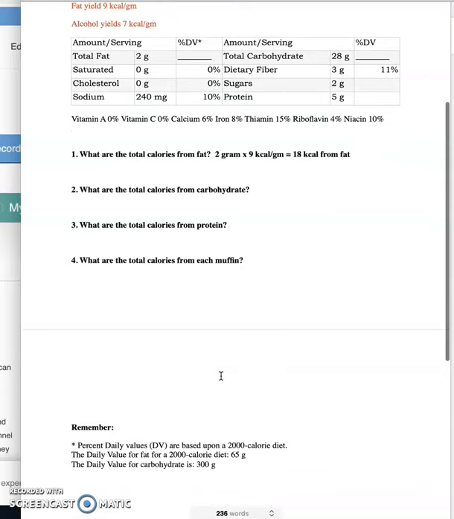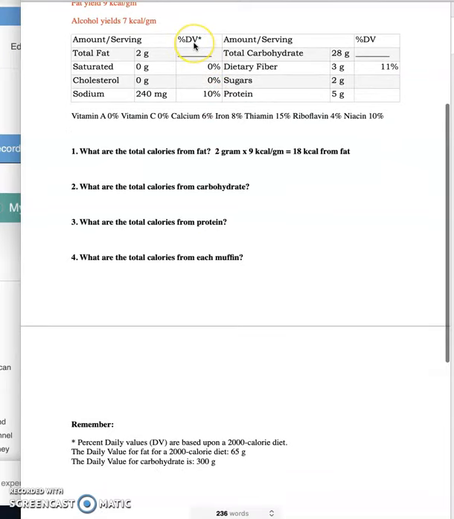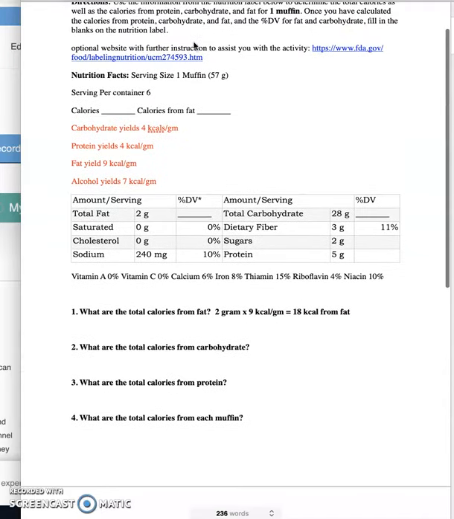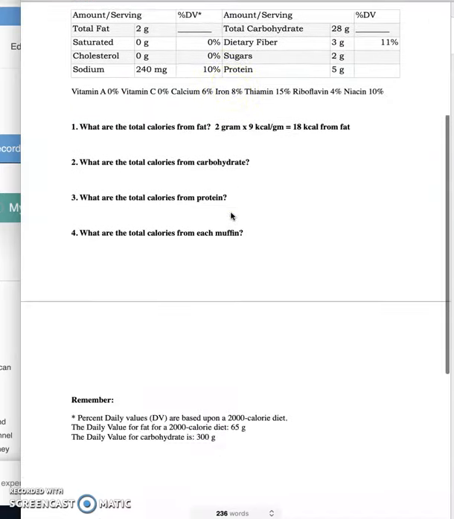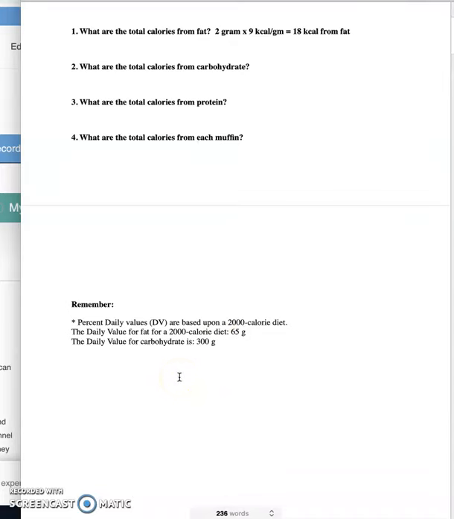Then to fill in the percent daily value, DV is daily value, and daily value is what is on a nutrition label. That is discussed in your text when it talks about nutrition labels, so visit that section. It is at the end of the chapter. DVs are specific to a nutrition label. At the very bottom of the assignment, and at the very bottom of a nutrition label too, it says percent daily values, DVs, are based upon a 2000 calorie diet. So when we're reading a nutrition label, it is always based on a 2000 calorie diet.